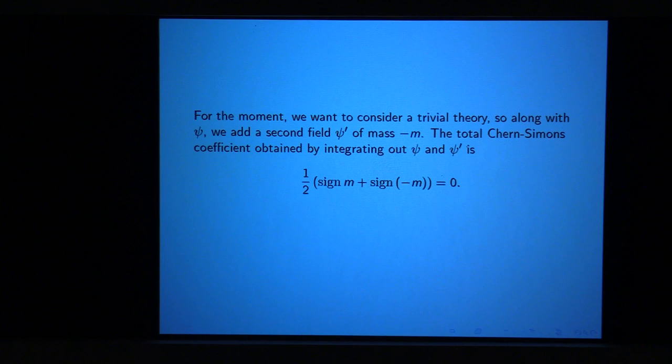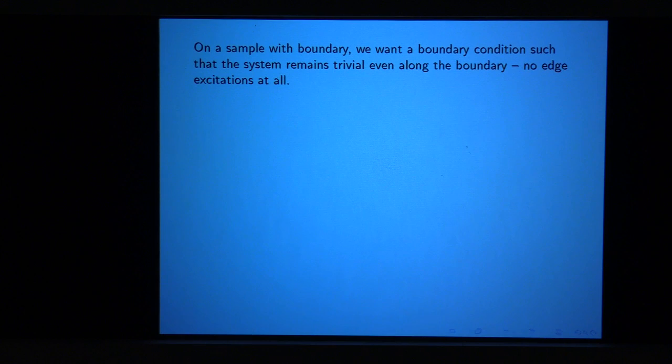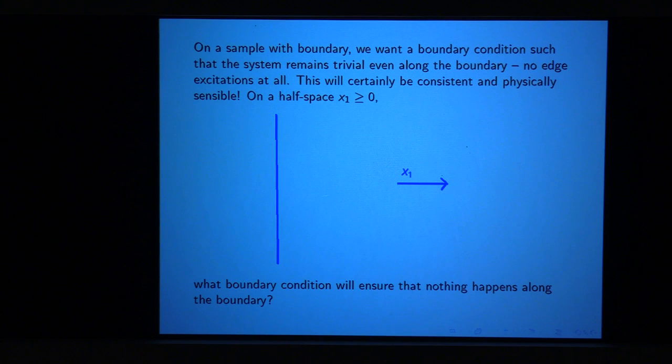And I'd like to pick a boundary condition so that there also are no edge states, so that the theory is trivial even along the boundary. A theory that's trivial in the bulk and on the boundary at low energies is certainly physically consistent and anomaly free. So we work on the half space where x1 is positive. We want a boundary condition that ensures that nothing happens along the boundary.